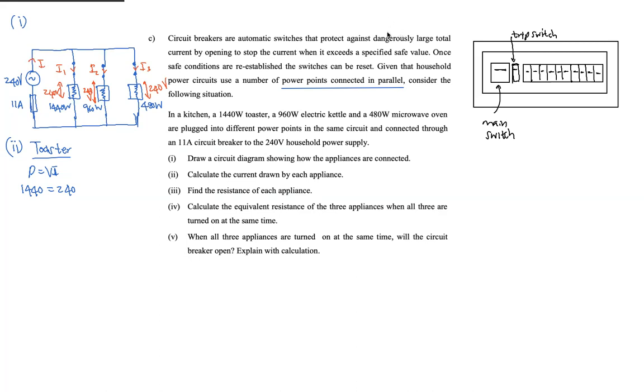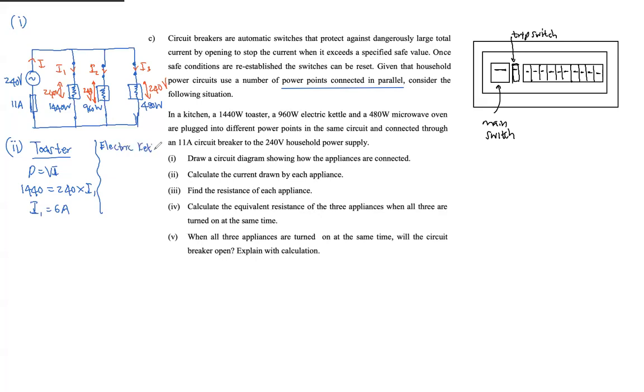Right, let's start then. Current through this: P equals V into I1, and what is the answer, people? I1 is equal to 1440 over 240, which is 6 ampere. That is for the toaster. And then we'll apply it for the next equipment. What is the next equipment? The electric kettle.